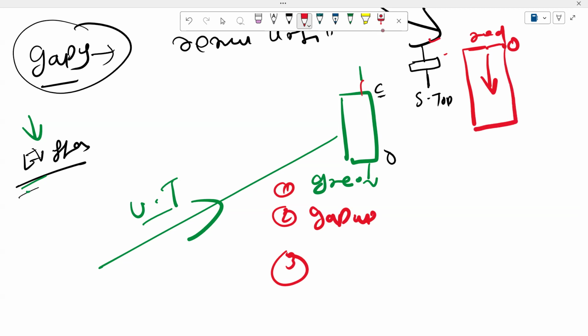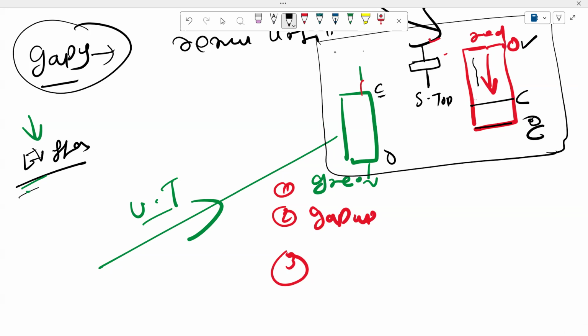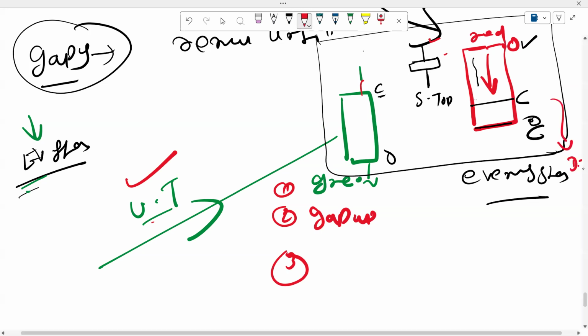So if it is a red candle, either it closes here or here, doesn't matter. What matters is that it opens here but moves in this direction, then it's an evening star pattern. If you combine these three candles, it is forming an evening star. Evening star is saying that it is taking you to bad times in the market. This uptrend will reverse and form a downtrend.